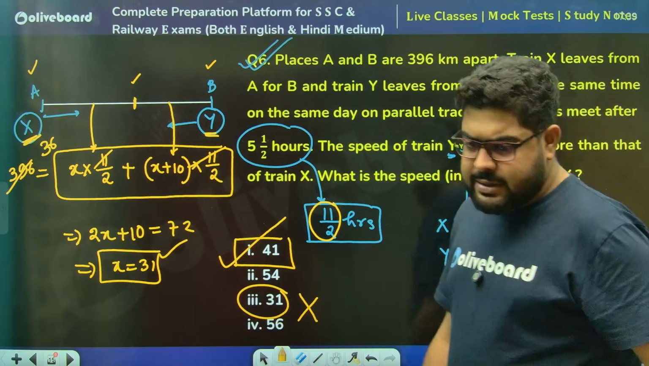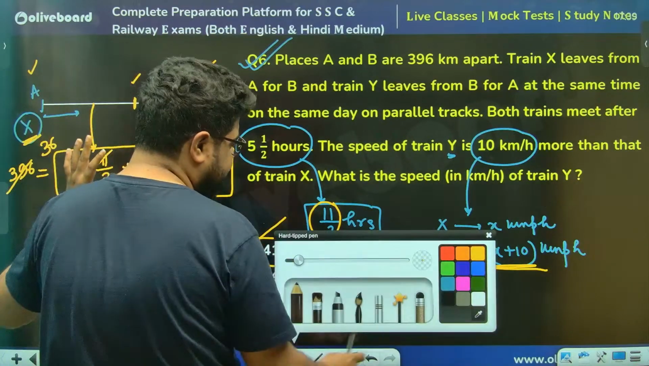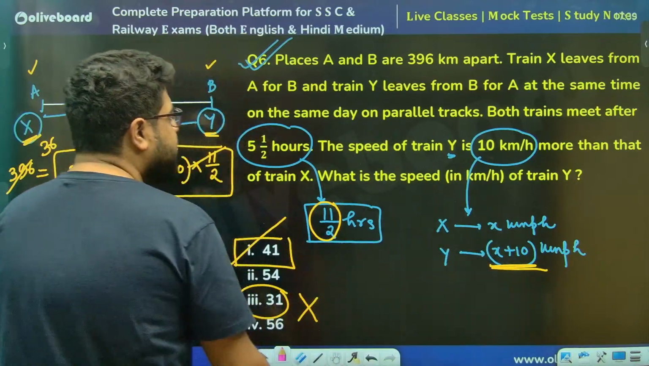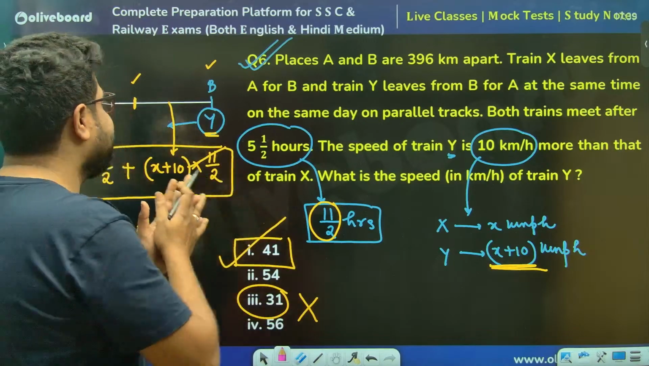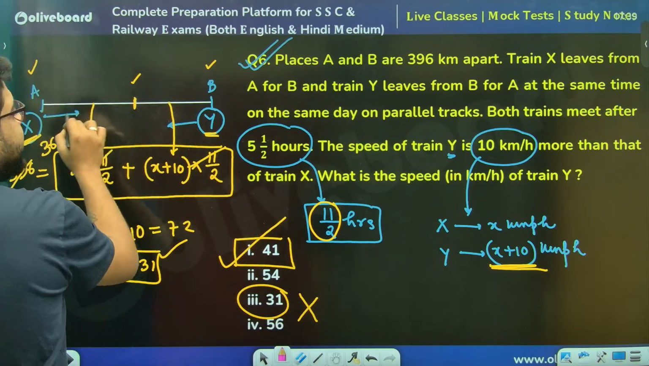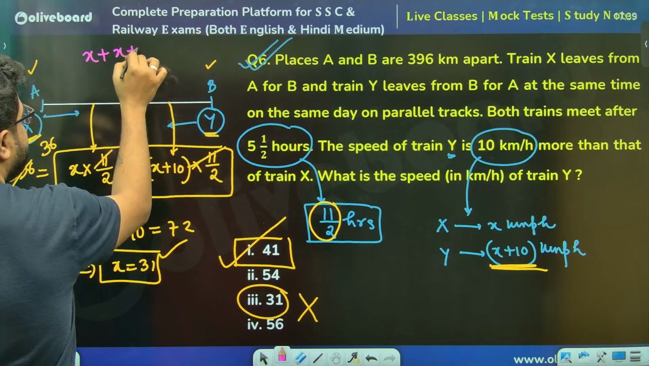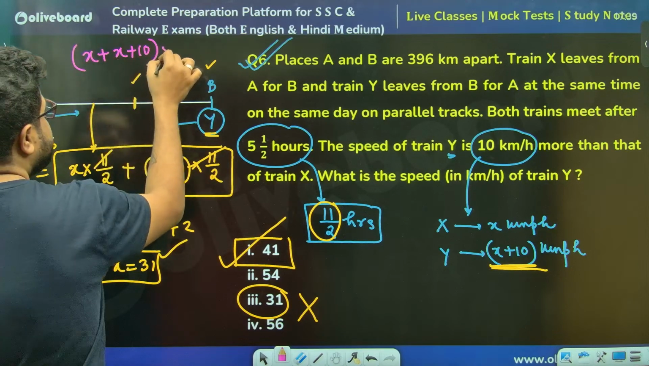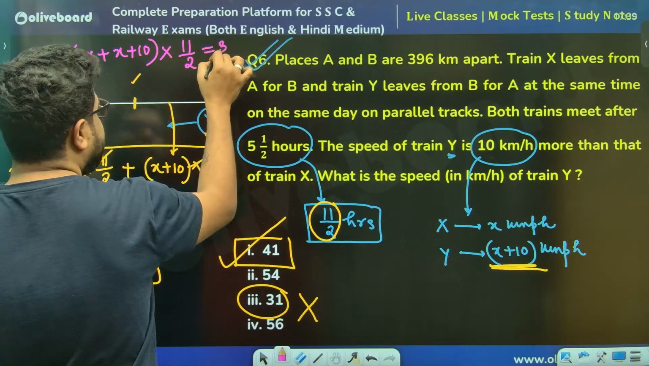Chalo. Simple question. Again, if you do not want to go conceptually, sir, you don't need so much of a diagram. What you do is the same thing actually. Conceptually, this is the same thing. Relative speed, both are moving in the opposite direction, so relative speed will be the sum of them. Sum of the speeds into time, time is 11 by 2, gives you the distance, that is 396.